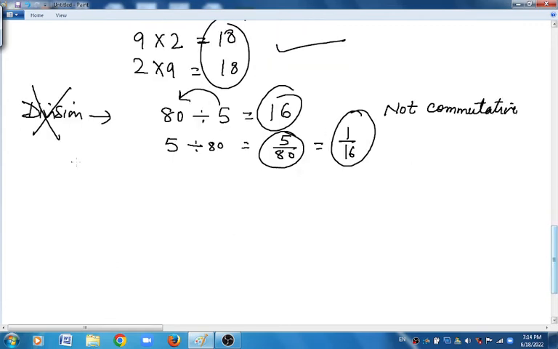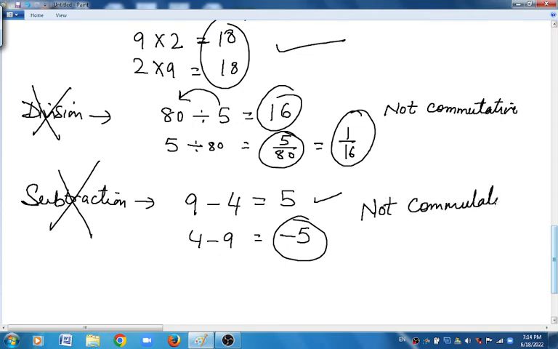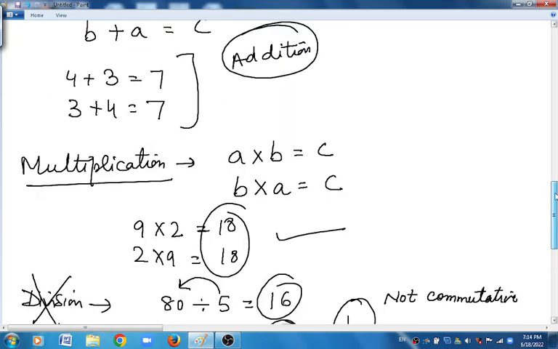Similarly, we will check it for subtraction. If I am subtracting two numbers like 9 minus 4, the answer should be 5. And now I am changing the order of this: 4 minus 9. Will it give the same answer? No. It is not giving the same answer. It is a negative value which is not a whole number and it is different from 5. So again we can say the subtraction is not commutative. I hope you are able to understand it.